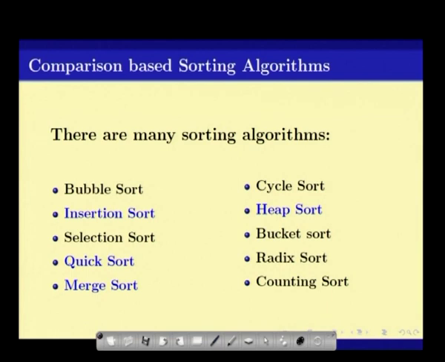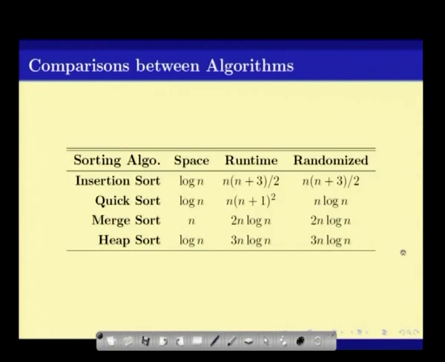They were all comparison based algorithms. We have also seen that for these 4 algorithms we have been using space complexity of either log n or n, and the runtime has been around n square for insertion sort and quick sort, and around n log n for heap sort and merge sort.